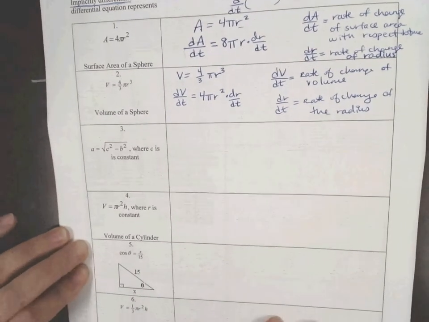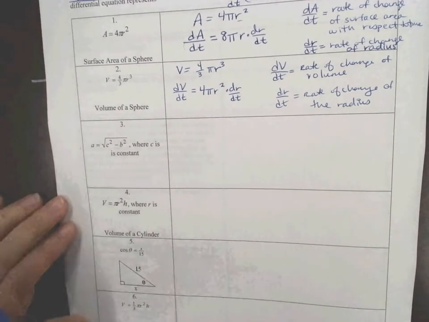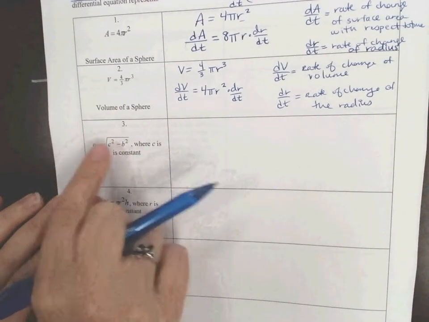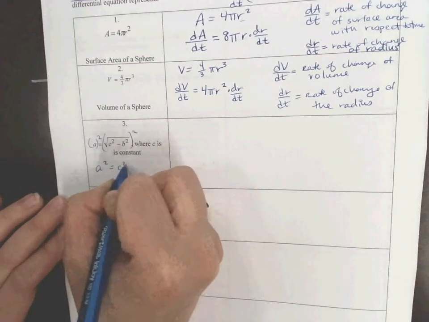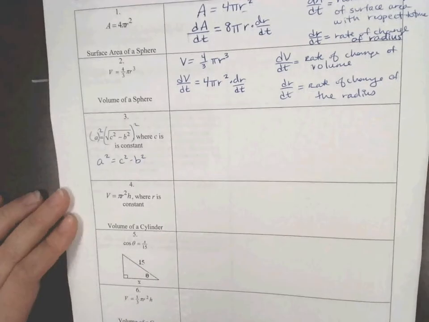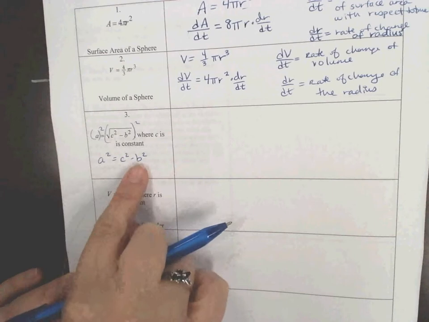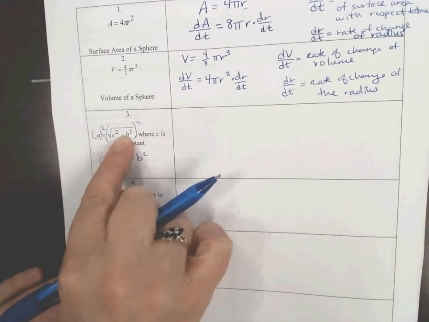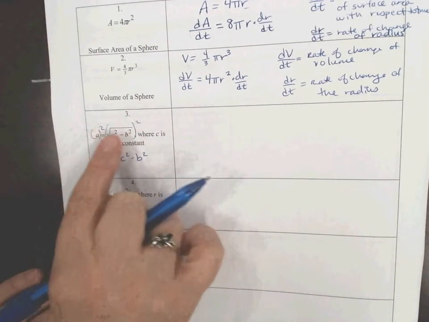In the third problem, this says A is equal to the square root of c squared minus b squared, where c is constant. I want this to kind of look familiar to you. If I square both sides here, I get a squared is equal to c squared minus b squared, which is a form of the Pythagorean theorem. A squared plus b squared is equal to c squared is the Pythagorean theorem. And in this form, this is going to be a lot easier to take the derivative of than this, because here I would have had to use the chain rule, and now I don't have to do that. Remember, these are equations now, so I can square both sides.